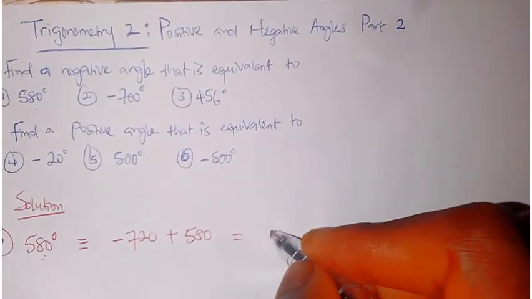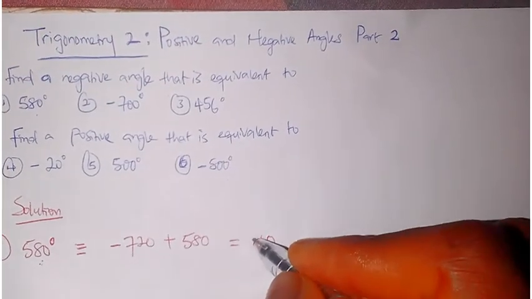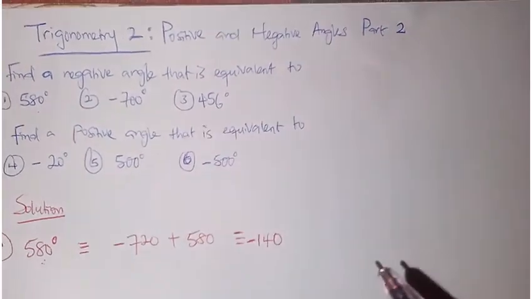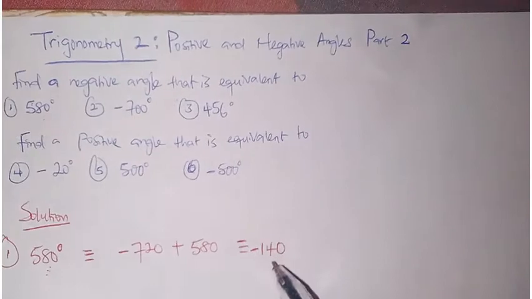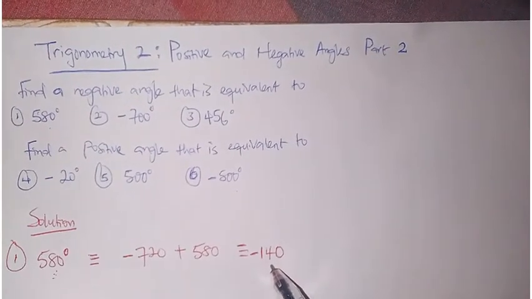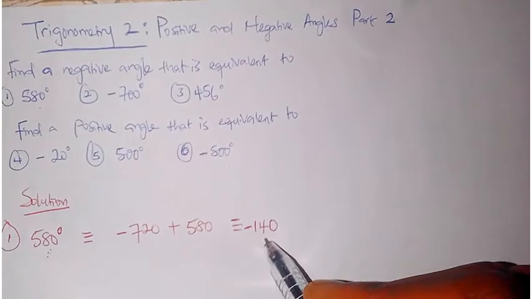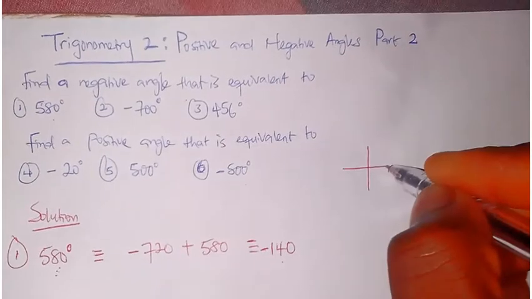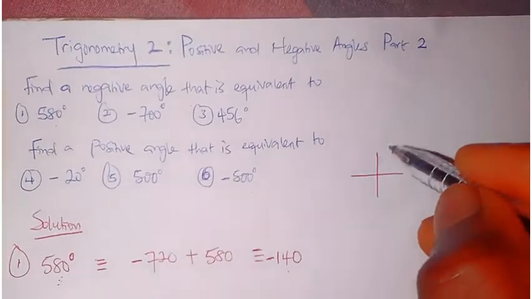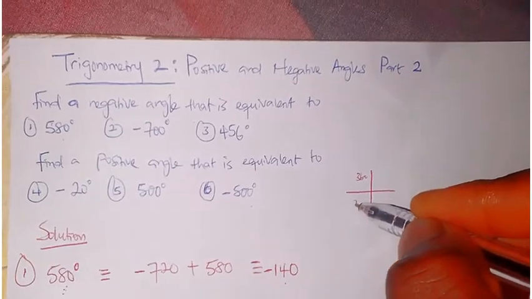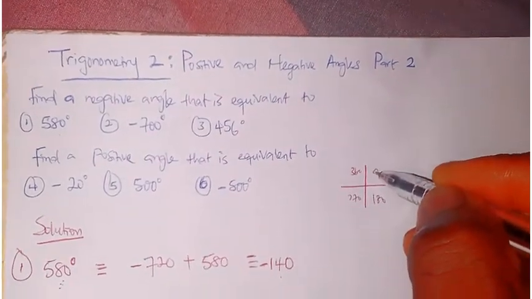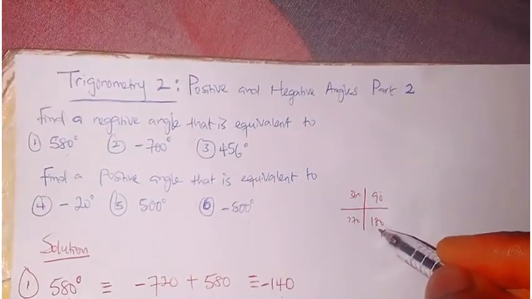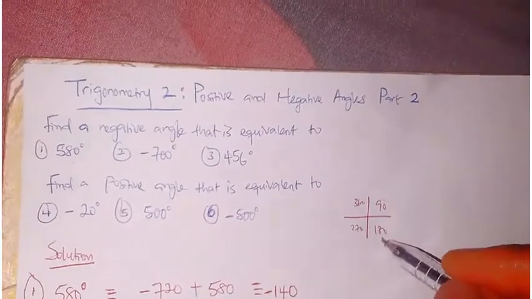It will be equal to, this is 0, this is 4, this is 1. So my answer will be minus 140. So it automatically means 580 is equivalent to minus 140 degrees. As I taught us in the last class, we can confirm that on our quadrant. Remember this is 360, this is 270, this is 180, this is 90 degrees. As 140 will be here, I'm going to have minus 140 on first, second, my third quadrant.